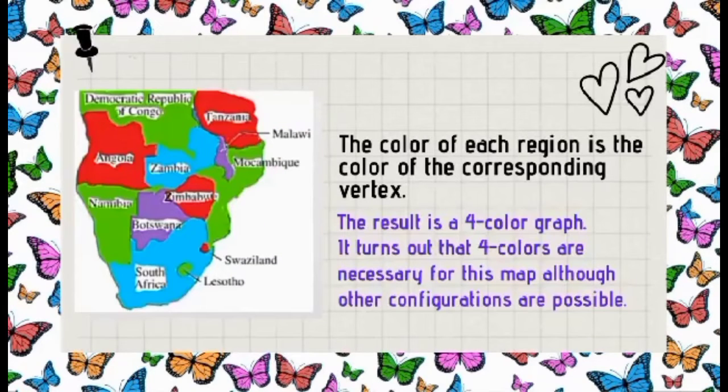The result is a 4-color graph. It turns out that 4 colors are necessary for this map, although other configurations are possible.